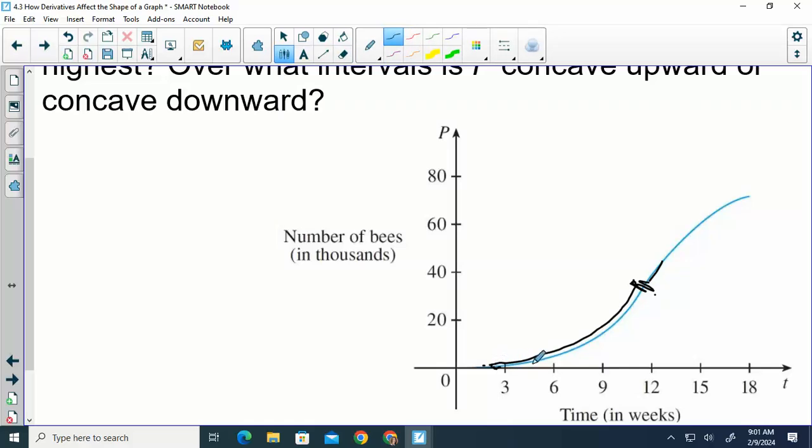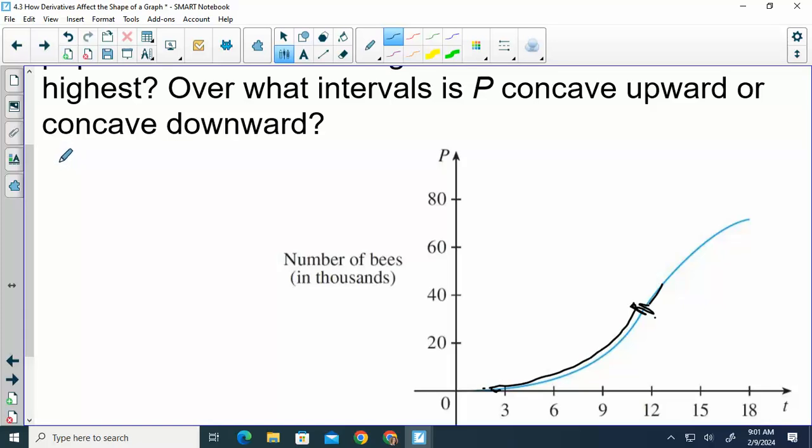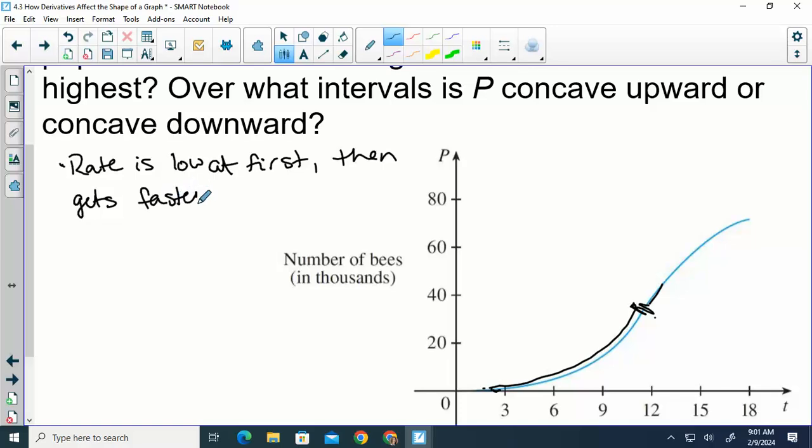Let me ask that question. It kind of started out slow, and then it picked up, it jumped really fast, and now it's starting to flatten out again. So we can make comments like that if I'm just asking how does the population increase change over time. So the rate is low at first, and then gets faster, and then slows at the end.